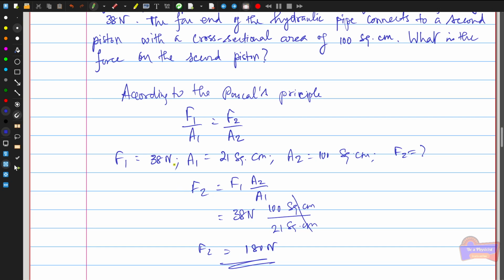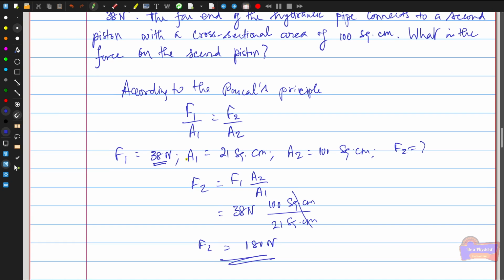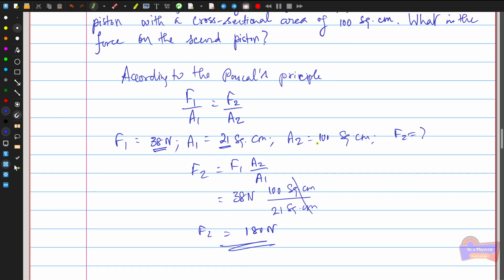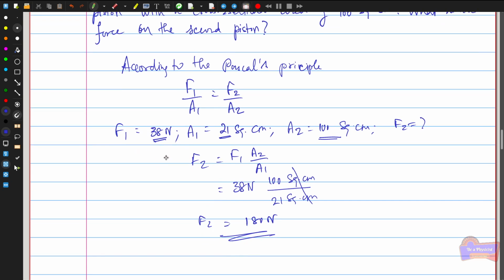Therefore, if we apply a 38 Newton force on the input side with a cross-sectional area of 21, and the output side has a cross-sectional area of 100 square centimeters, then the force exerted is actually 180 newtons. It is nearly 5 times larger than the input force applied on the first piston. Similarly, I can solve the second problem.